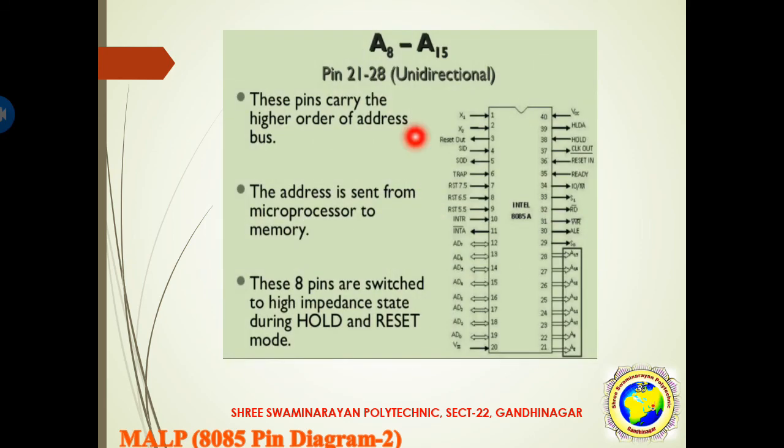In the same way, A8 to A15, pin number 21 to pin number 28, are unidirectional lines, and these pins carry the higher order address bus. Previously we saw the lower order; here is the higher order of the address bus, and the address is sent from the microprocessor to memory. These 8 pins are switched to a high impedance state during hold and reset mode.